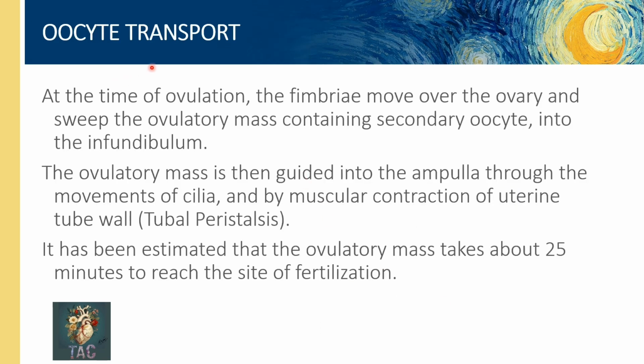So next is oocyte transport. At the time of ovulation, the fimbriae move over the ovary and sweep the ovulatory mass containing the secondary oocyte into the infundibulum. The ovulatory mass is then guided into the ampulla through the movement of cilia and by muscular contraction of the uterine tube wall, that is, tubal peristalsis. It has been estimated that the ovulatory mass takes about 25 minutes to reach the site of fertilization.